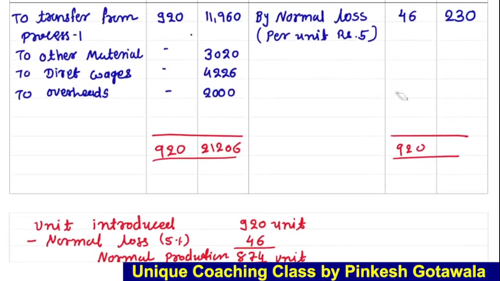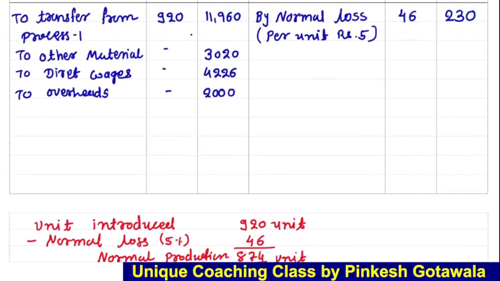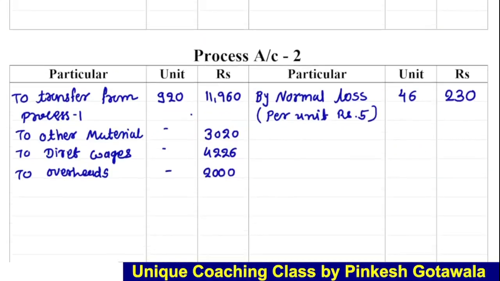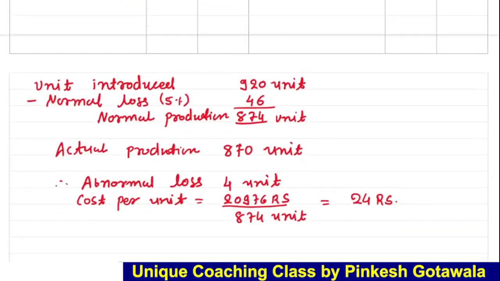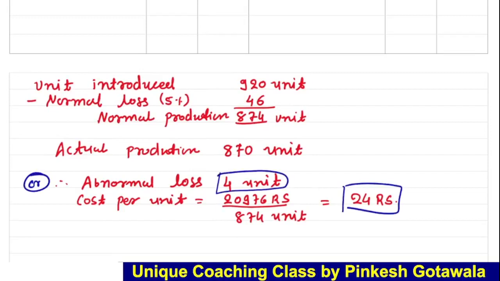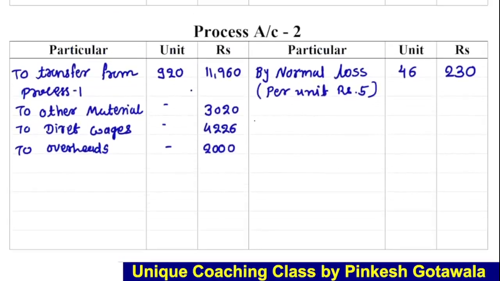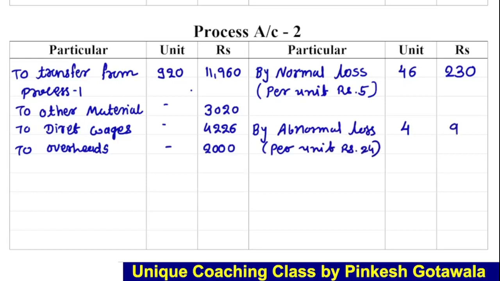Okay, so here we get the abnormal loss in process 2. In the first process there was abnormal gain, and here abnormal loss. So now let's give this effect. Abnormal loss, it will become credit side. Okay, and it's 4 unit and per unit cost 24. So let's give effect credit side. Abnormal loss 4 unit and per unit rupees 24, total 96.